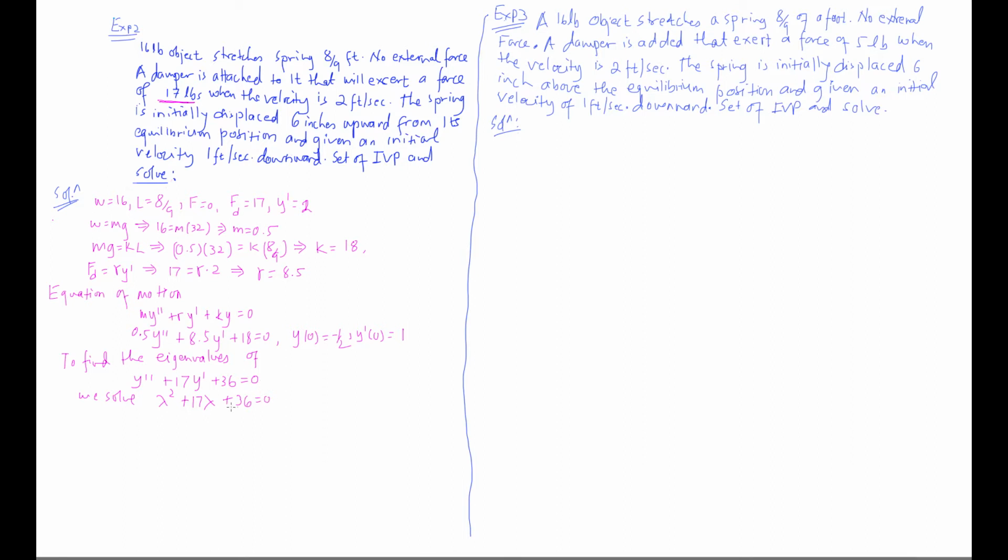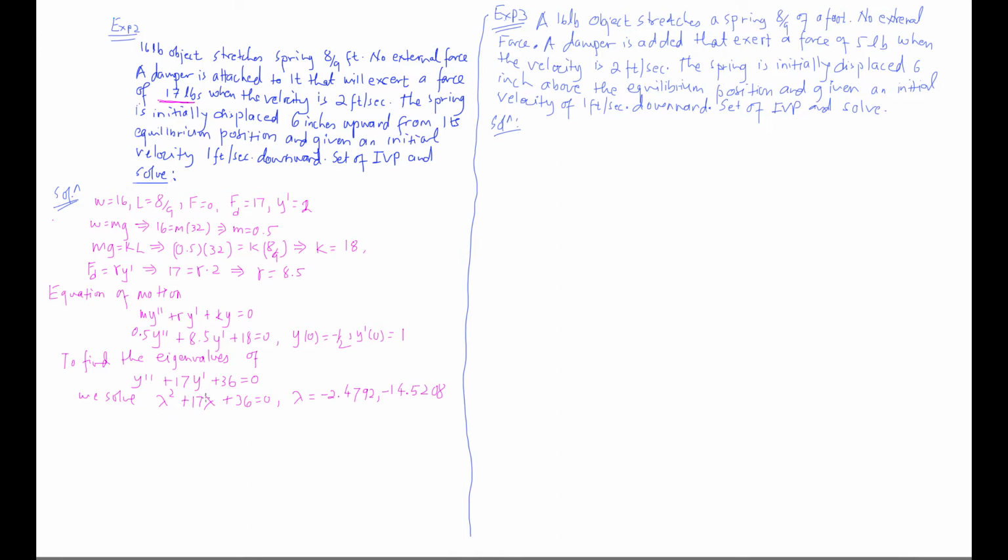So if you solve it, we cannot get factors. So if you solve it using the quadratic formula, you will get lambda equals -2.4792, and the other is -14.5208. So what I did is I used the quadratic formula to solve this.